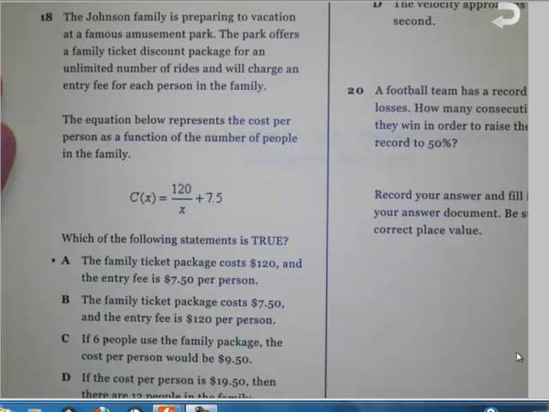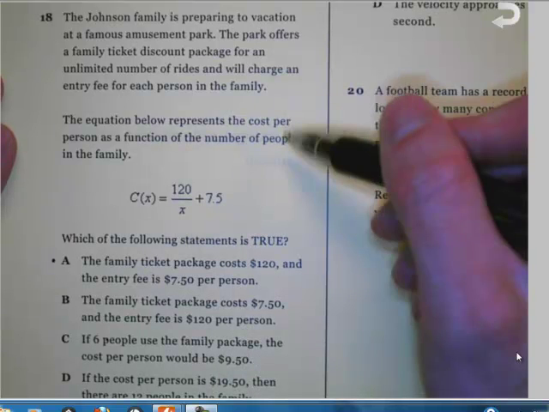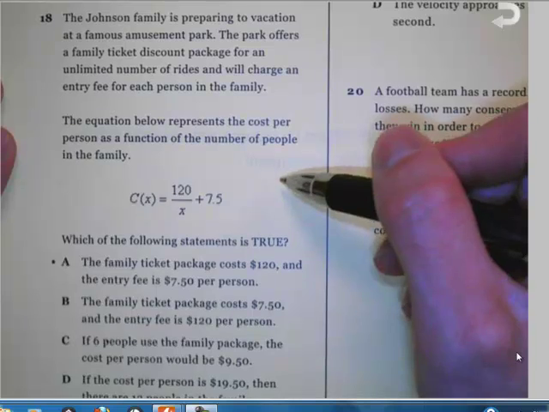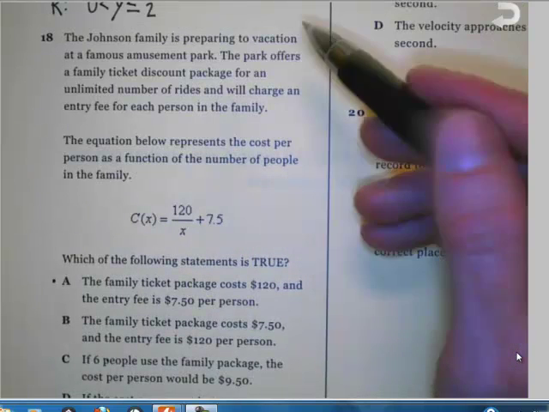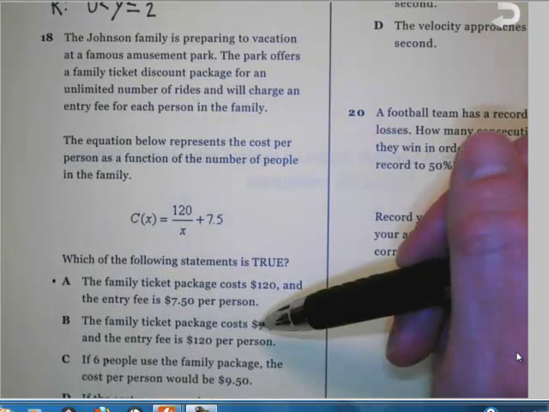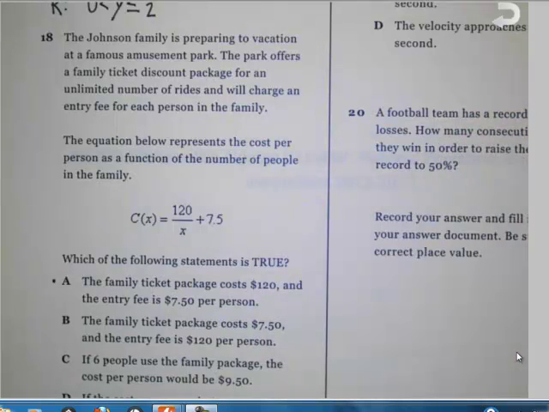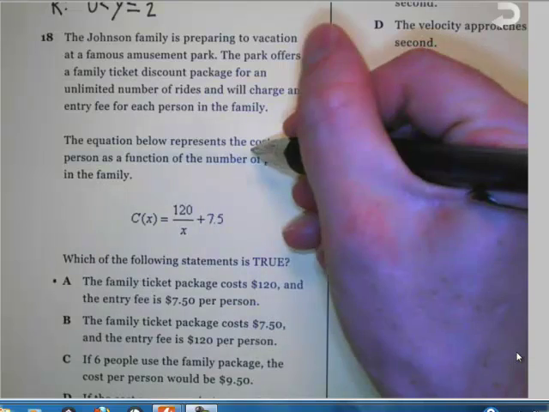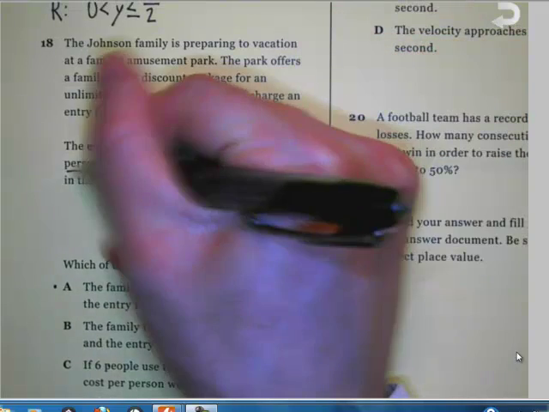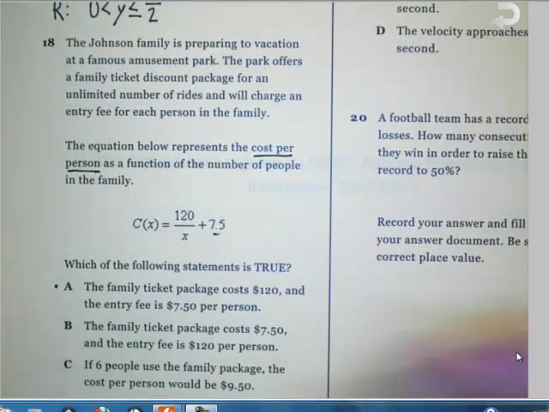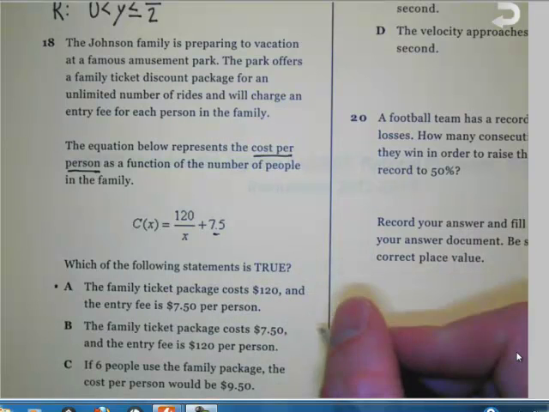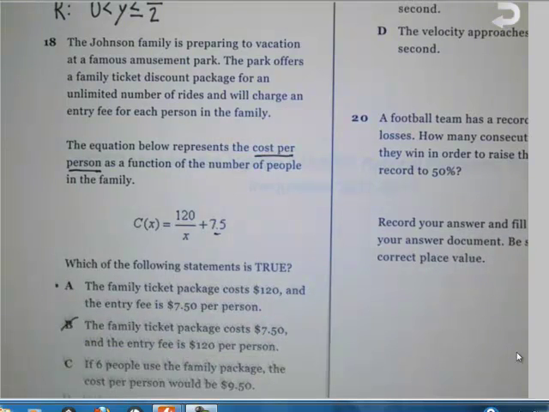Family ticket package costs $7.50 and the entry fee is $120 per person. Well, we already know that $7.50 is a constant. Wherever you see the word per, it's a little confusing. The equation below is the cost per person, which means the $7.50 is a sunk cost, the $120 is not. So we know that's wrong.